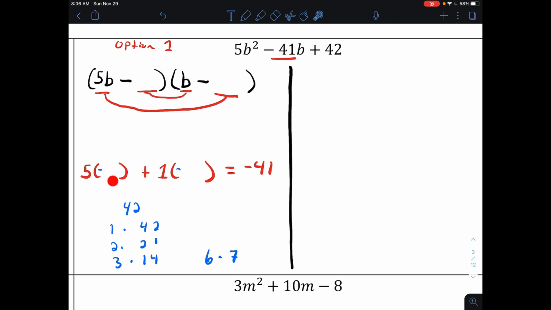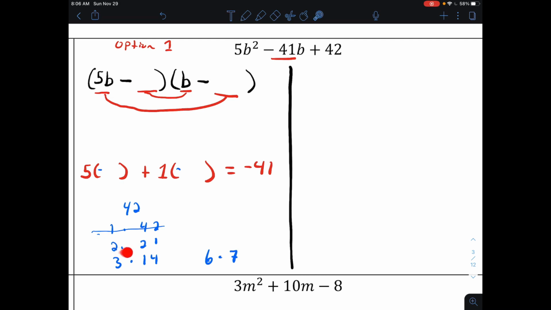And so I'm just plugging in here my factors to see how I can make negative 41. Well, 1 and 42, if I put 1 in, 5 times negative 1 is negative 5. 1 times negative 42 is negative 42. They do not add together to make negative 41. Neither would it work if I rearranged them. So those would not work.